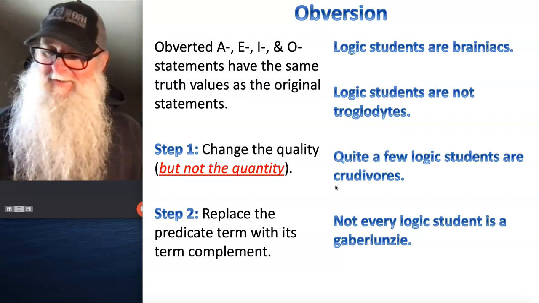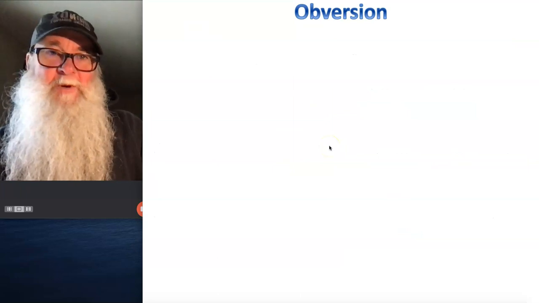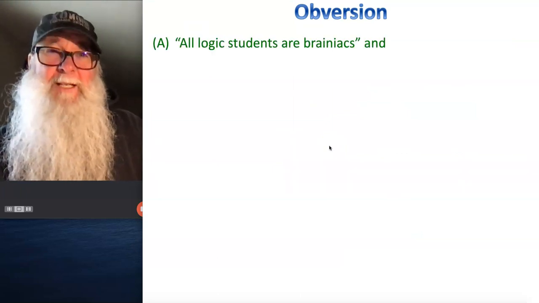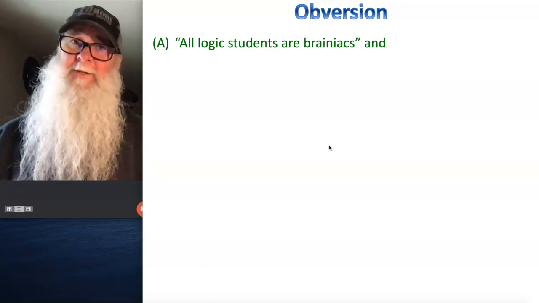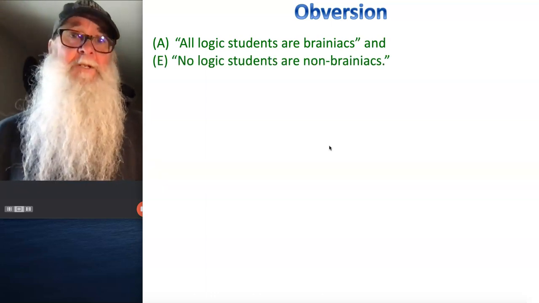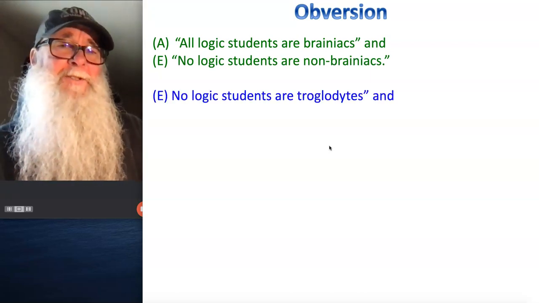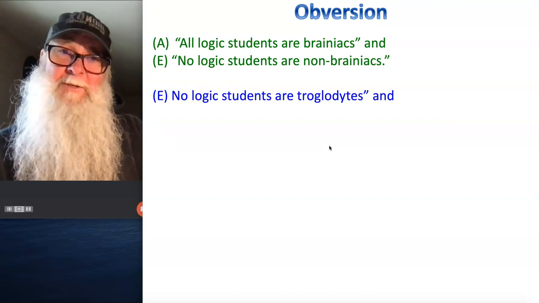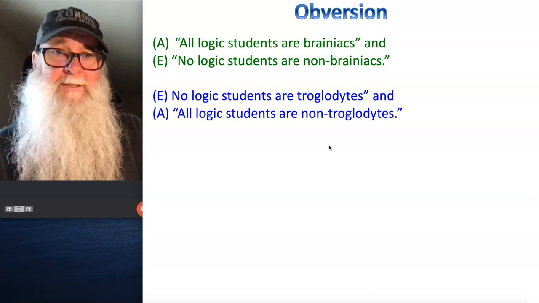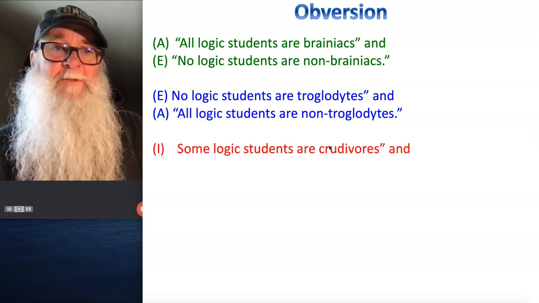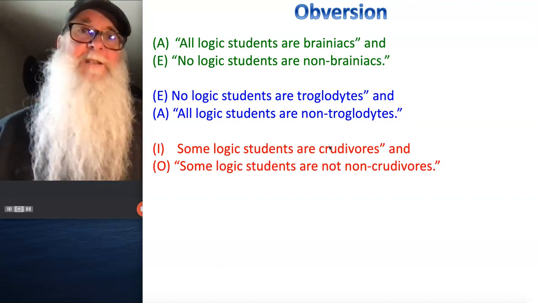All right, so let's see what you did here with these 4 statements. We'll just take them in order. So for the first one, we probably translate that as an A statement. All logic students are brainiacs. And when we obvert that, apply the 2 steps of obversion, we get no logic students are non-brainiacs. The second statement, we're going to get no logic students are troglodytes. And when we apply the 2 steps of obversion to that statement, we're going to get all logic students are non-troglodytes. Some logic students are crutivores. When we apply obversion to that, we're going to get some logic students are not non-crutivores.